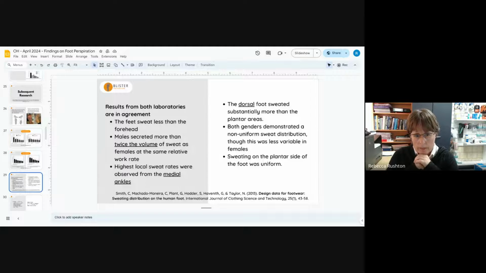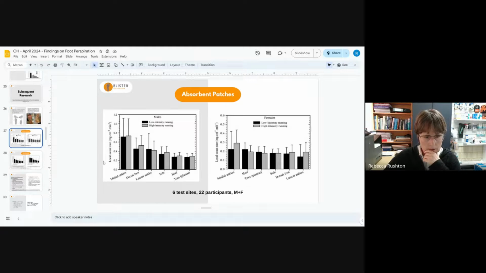The results from both labs were in agreement. The feet sweat less than the forehead. Males secrete more than twice the volume of sweat as females at the same relative work rate. Their highest local sweat rates were observed from the medial ankles. This one back here. So medial ankles is the biggest here.